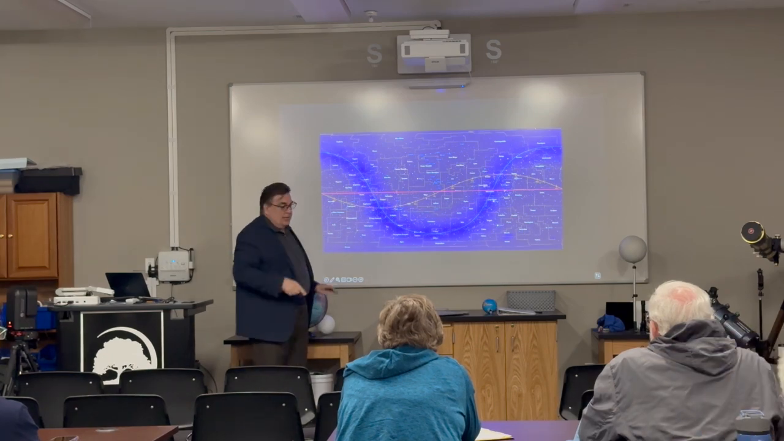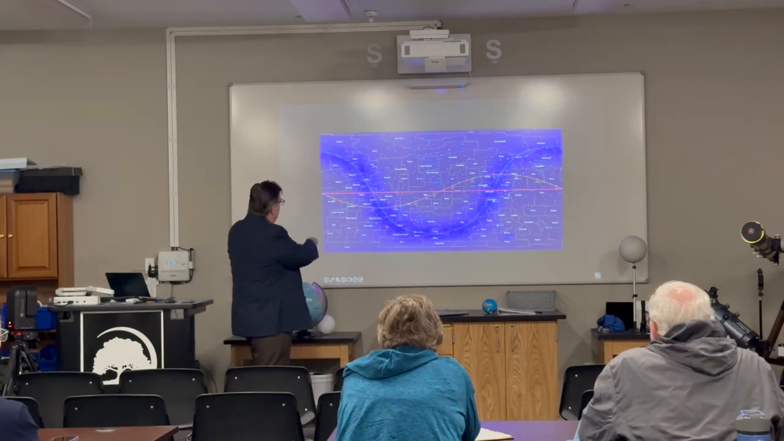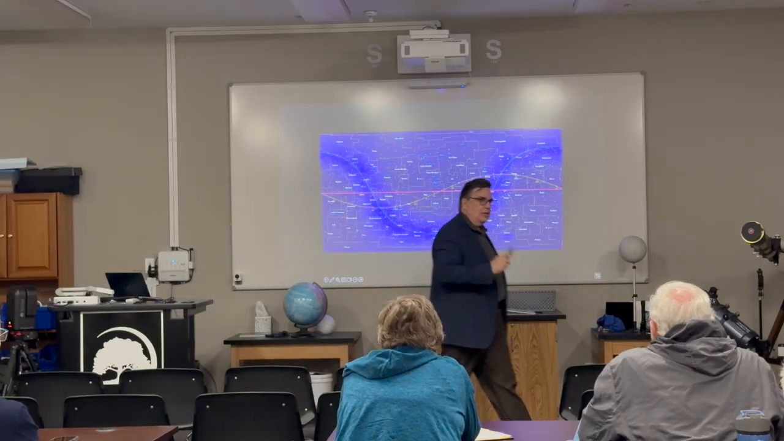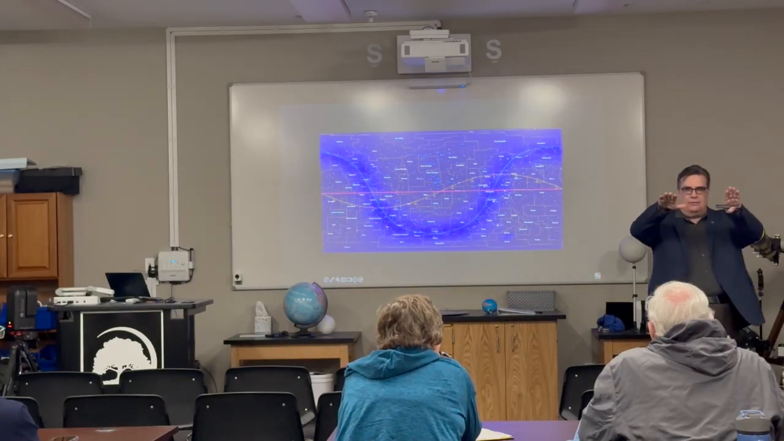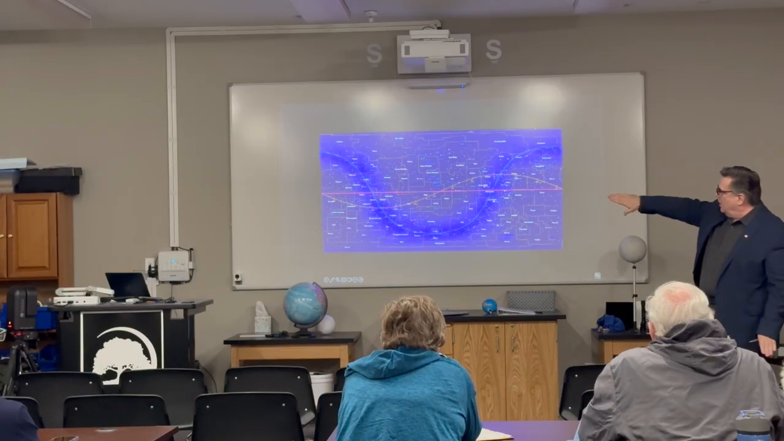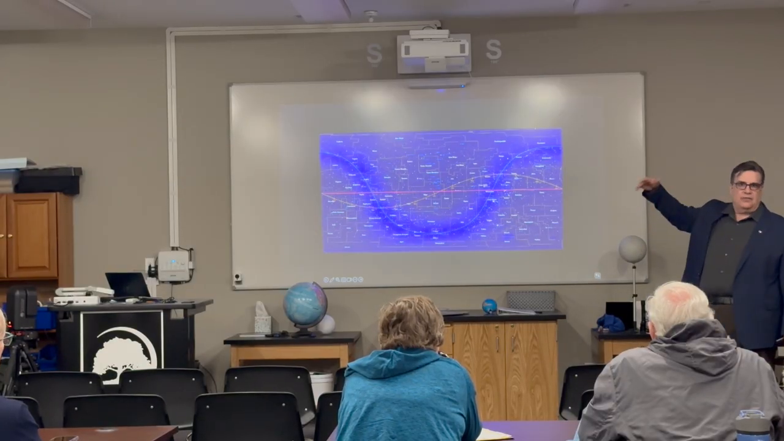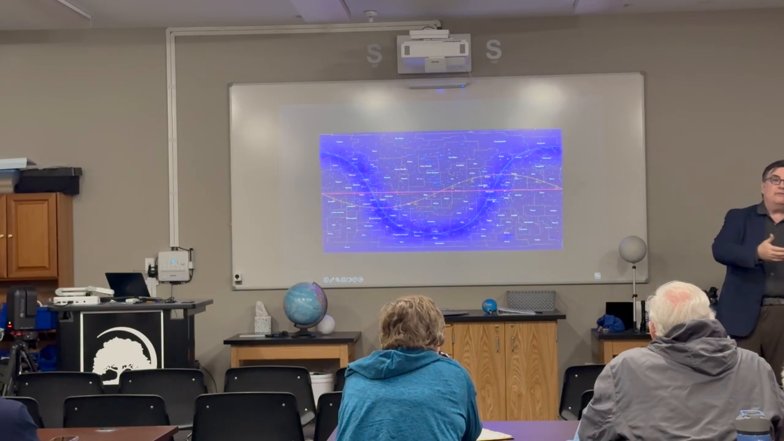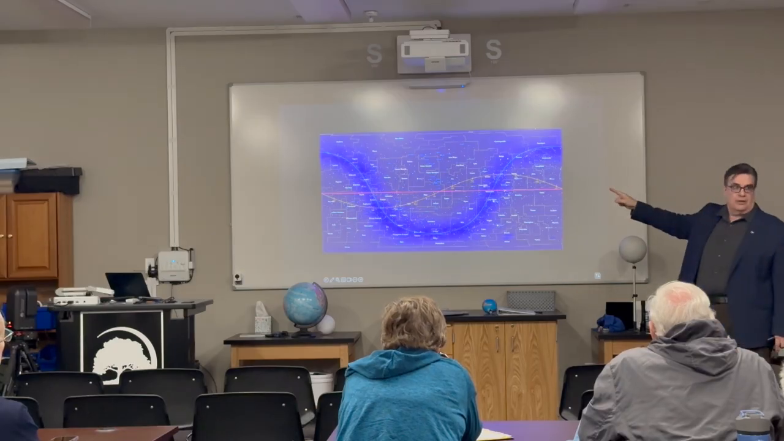That yellow line that you see that goes through here, right here, that is called the ecliptic. And the ecliptic is the plane of the solar system. This is where you will find any of the planets. This is where you'll find the moon. This is where you'll find the sun, somewhere on this ecliptic.